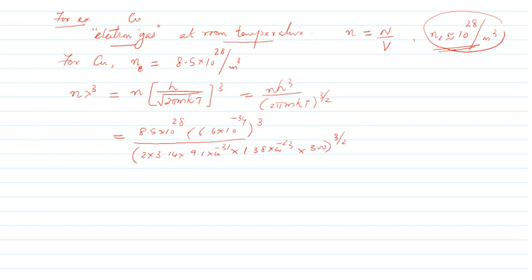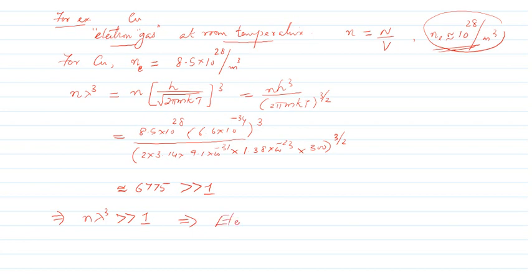If you just calculate, you will see that you are getting a value which is around 6775. And can you see that this 6775 is pretty large compared to 1. So what does it mean? It means that n lambda cube for this particular system is very much greater than 1. So what is our conclusion? Our conclusion is that electrons in copper at room temperature are to be treated as a degenerate Fermi gas. So that is our conclusion now.